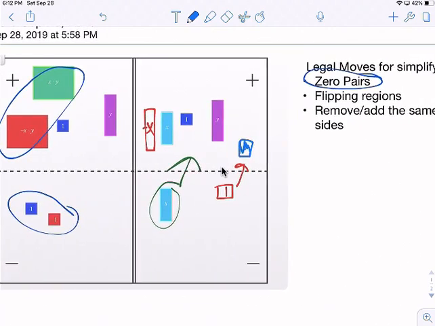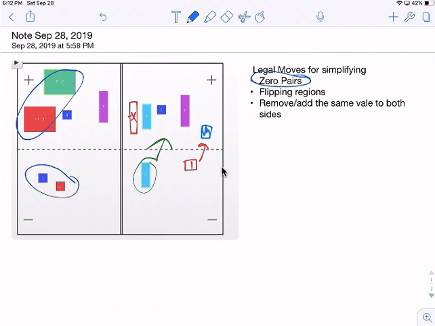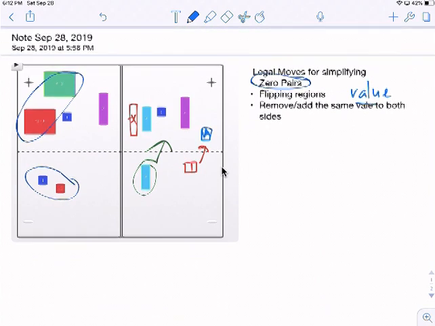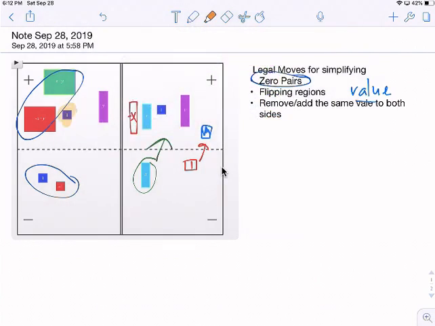We can also add or remove the same tiles with the same value on both sides. So, for instance, this one and this one can be removed from both sides because it doesn't change the relationship between the two expressions. We also can do the same things with y's and remove those as well.